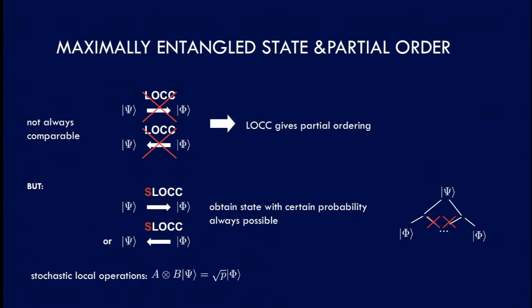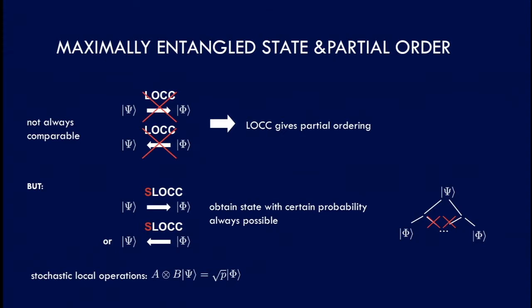However, in the bipartite setting, even though it might not be possible to go deterministically, meaning with a deterministic LOCC protocol where I really end up in the state phi with probability 1, I might end up with a state phi, but not with probability 1, but with a smaller probability. This is what is called SLOCC transformation, so stochastic LOCC.